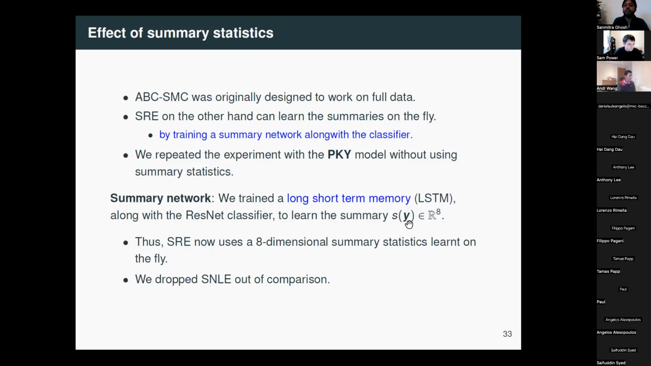I have chosen the summary in such a way that I have eight-dimensional summary statistics, which are learned on the fly. Now you cannot do that with SNLE, the likelihood estimation, because the target variable is the data, so you cannot directly use the summary statistics. But since both SNLE and SRE were giving almost very similar estimates of theta, I dropped SNLE from the comparison. And the ABC SMC algorithm was originally designed for dynamical systems and to work on full data. So rather than taking a distance between summaries, take a Euclidean distance between the whole time series.